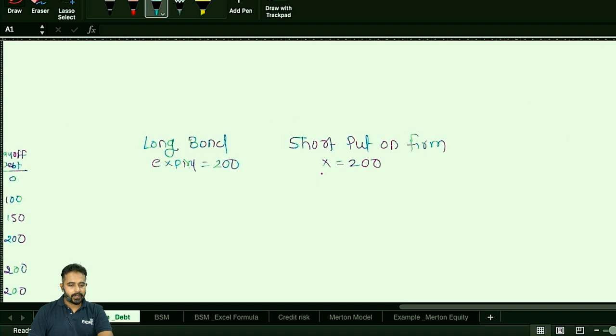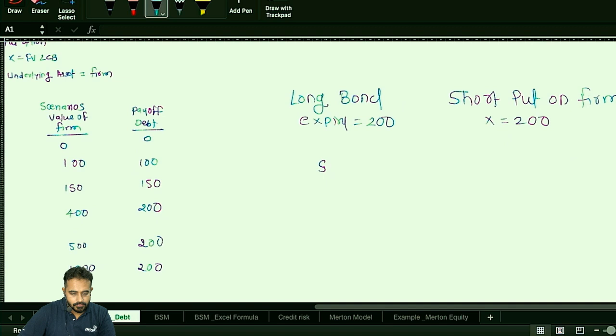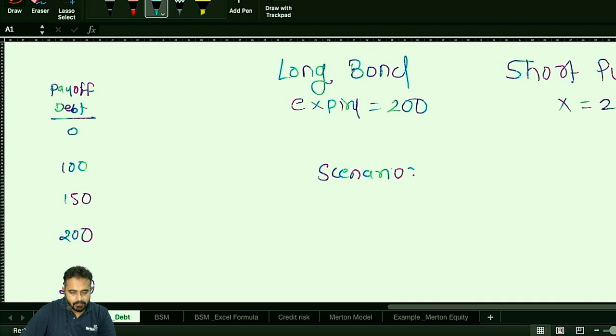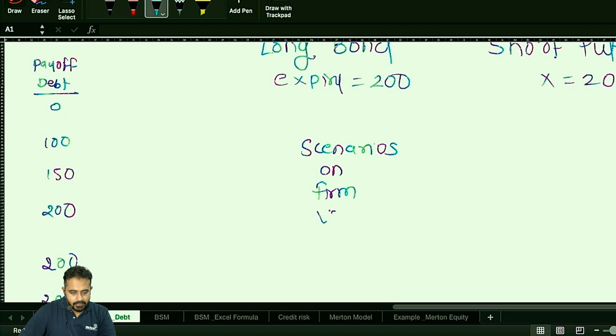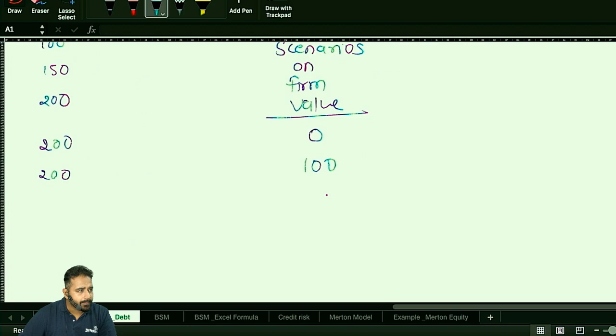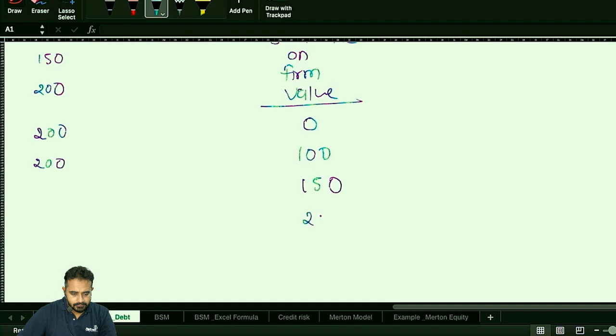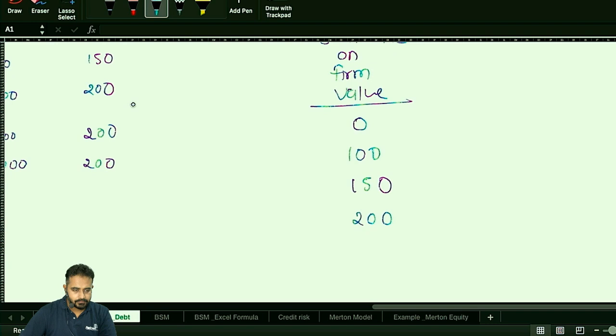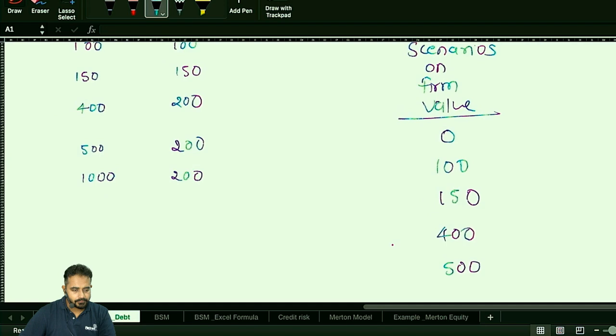Okay, and then we will do different scenarios of firm value. Again, I'm going to replicate the scenarios just to help you appreciate how the payoffs are similar. So 0, 100, 150, 200, 400, 500 and 1000. All right, so these are the different scenarios.